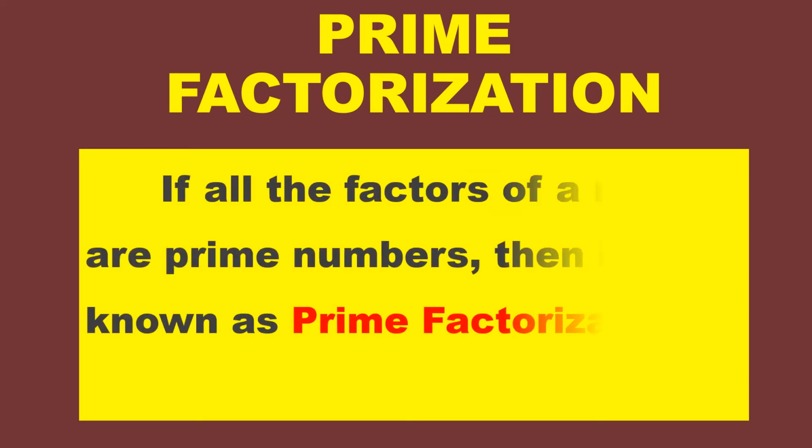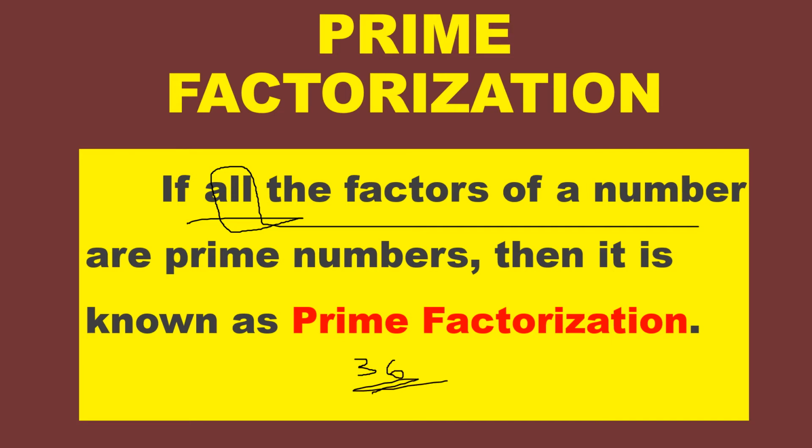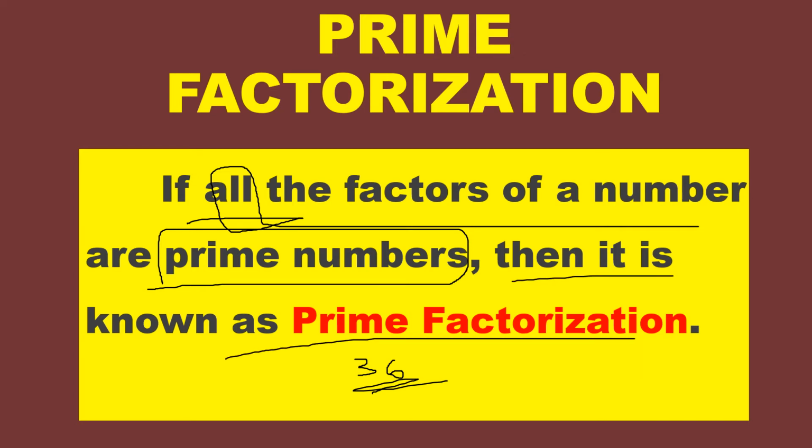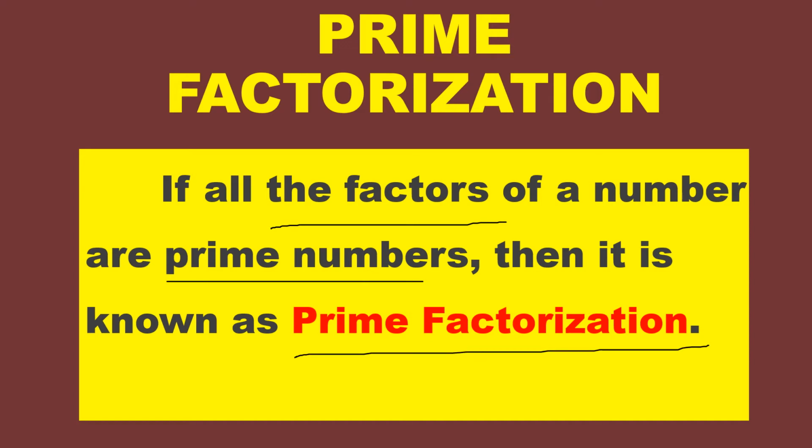I can give the statement as: if all the factors, not one factor, all the factors of a number, suppose I am taking any number like 36, if I am finding the factors of this number, then those factors should be only prime numbers. Then that procedure is called prime factorization. Whenever you are finding the factors of a number, if those factors are prime numbers, that procedure is called prime factorization.